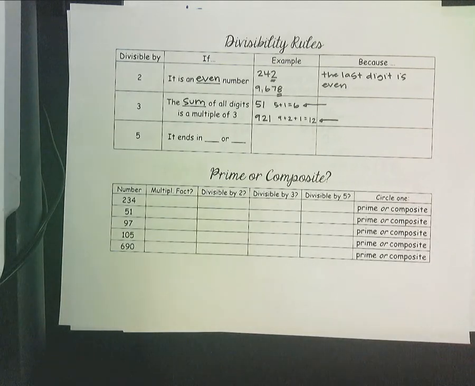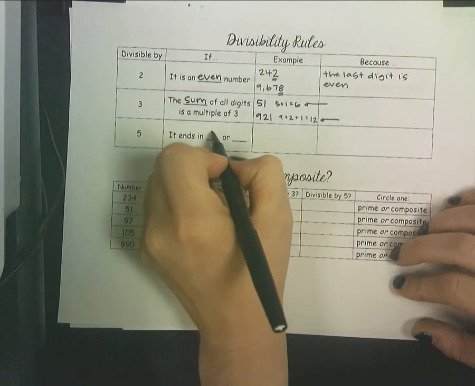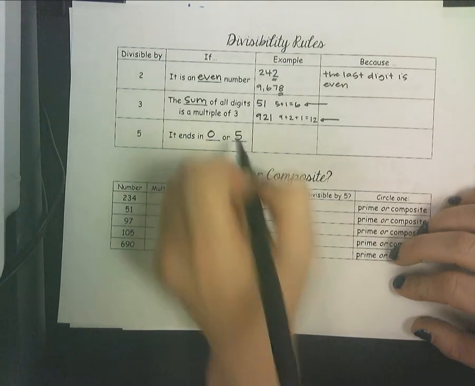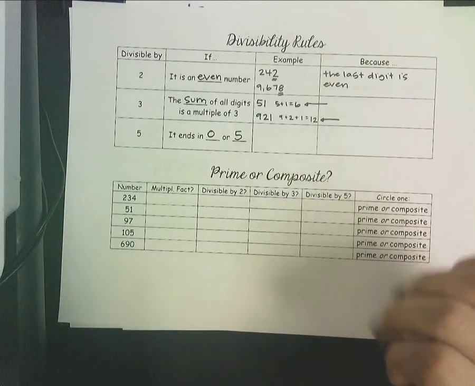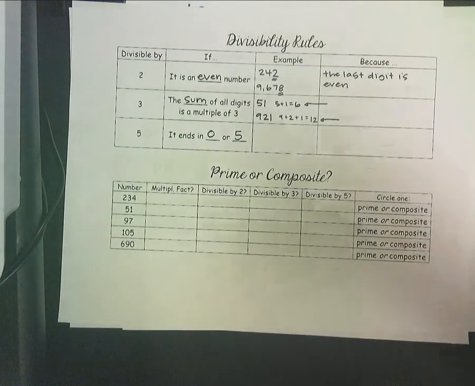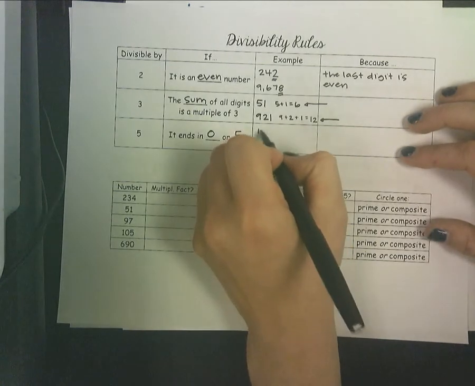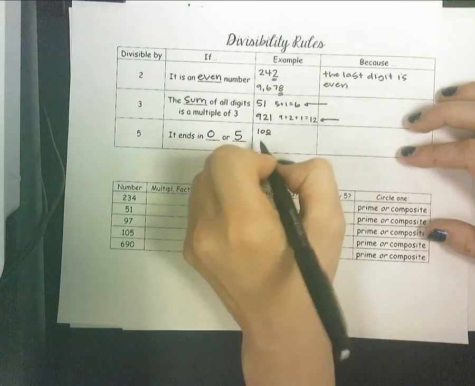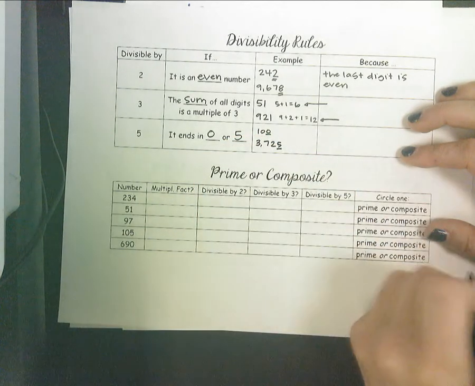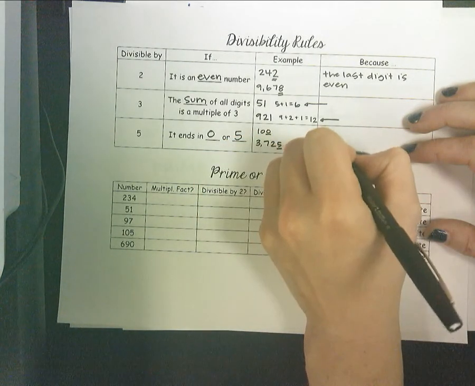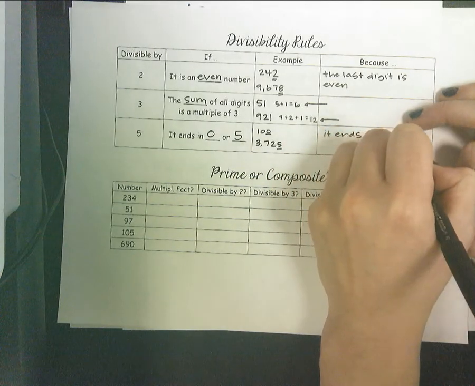The last trick you can use is the divisibility by 5 rule. If the number ends in a 0 or a 5, it's divisible by 5, because if you skip count 5, 10, 15, 20, 25, 30, 35, 40, keep going, all those numbers end in a 0 or a 5. 100 ends in a 0. 3,725 ends in a 5. It ends in 0 or 5.